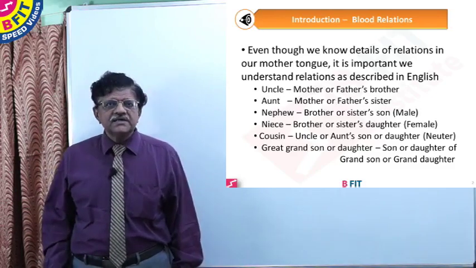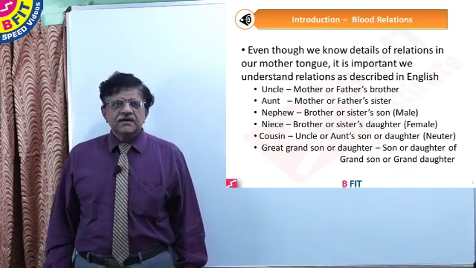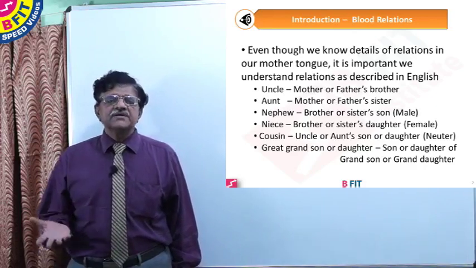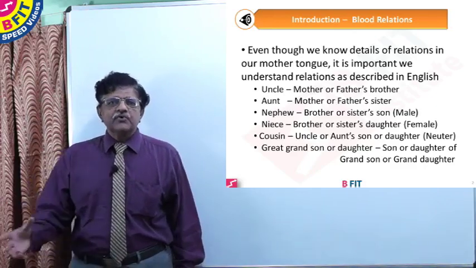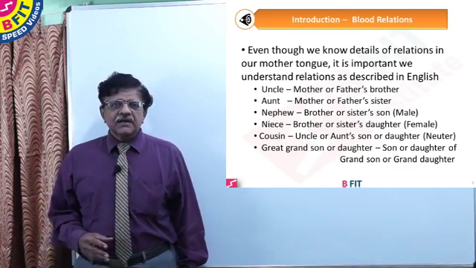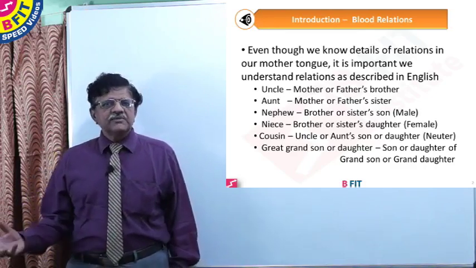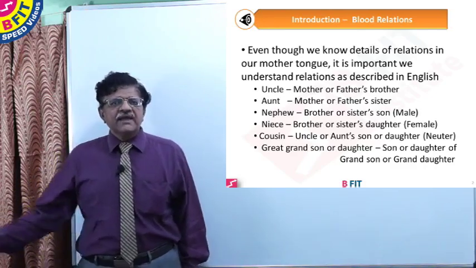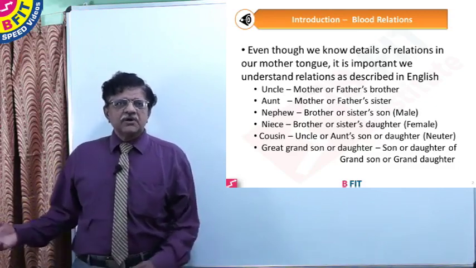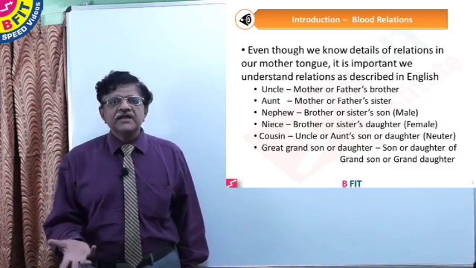Similarly, aunt is mother or father's sister. Nephew is brother or sister's son. Nephew is a male relationship. If you introduce somebody as a nephew, he must be a male. Then niece. Niece is brother or sister's daughter. Niece is a female relationship. Similarly, if you introduce, this is Mala, my niece, she has to necessarily be a female. You cannot introduce, this is Arjun, my niece, because niece is a female relationship.